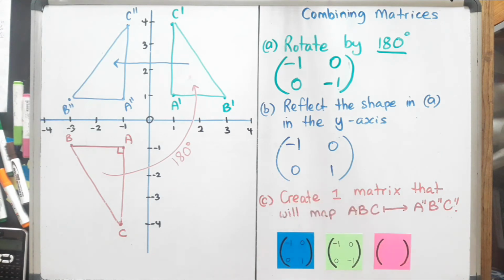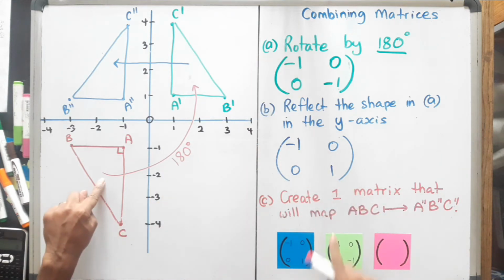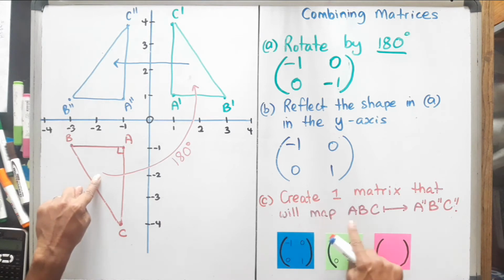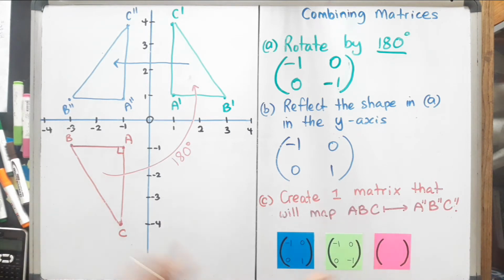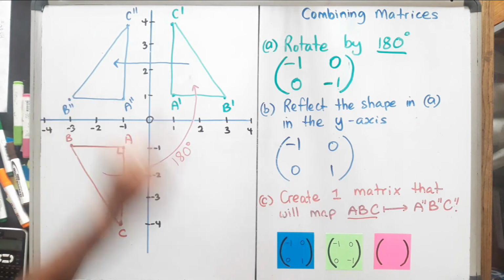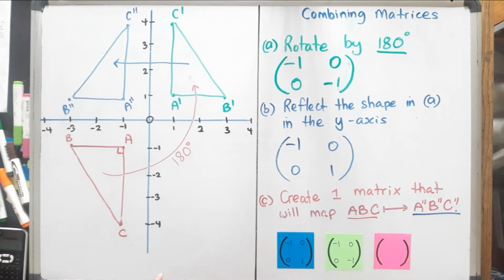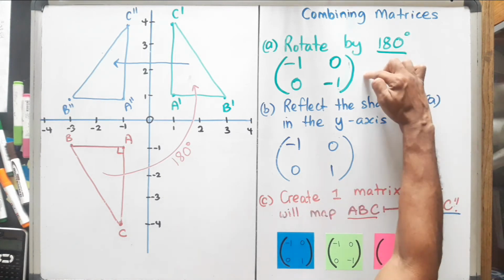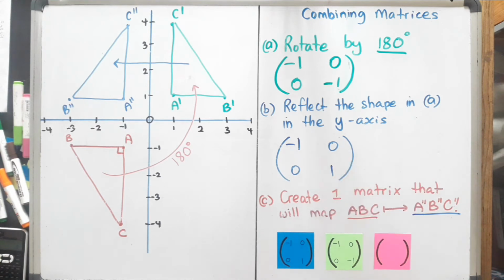Read part C. They want you to create one matrix, not 2, one matrix that will map. Map just basically means you're going to start at which triangle? The normal ABC, that's the red one. And they want you to map it straight to A double dash, B double dash. That's the blue triangle. So they want you to go straight from the red to the blue. They want you to skip the middle step. In other words, they want you to create one matrix that will rotate and reflect in one shot.